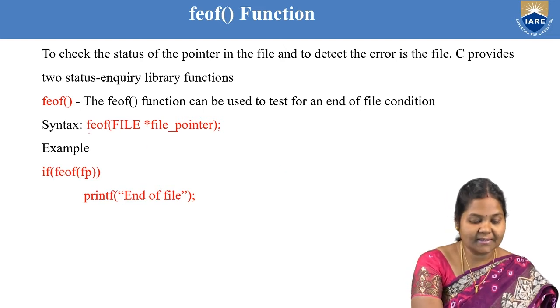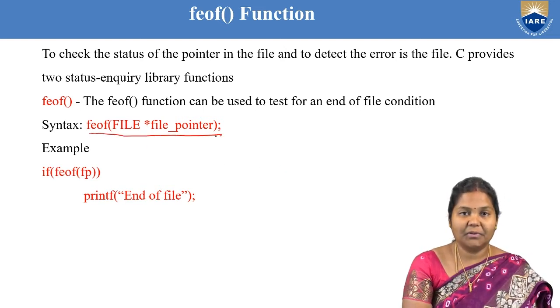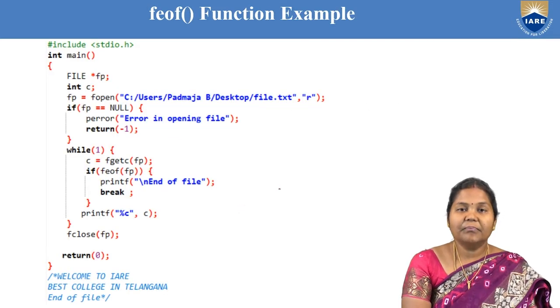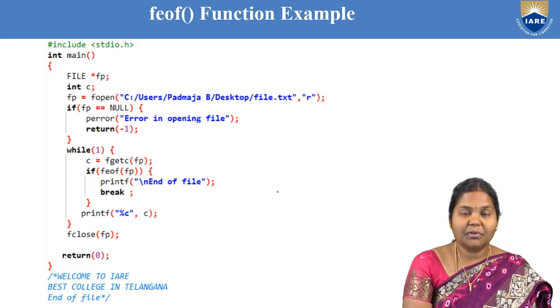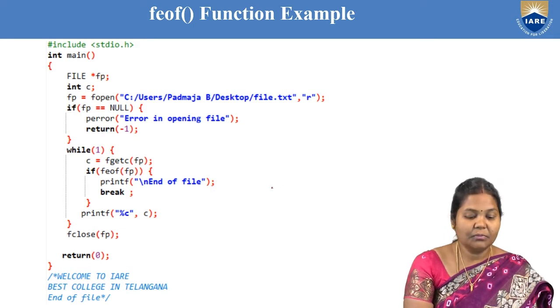Now, what is the syntax? feof, and you provide a file pointer. This function will check whether the file pointer has reached the end of the file or not. When it has reached the end of the file, you should stop working on the file. Let us see one example where we want to read the content of a file and display it on the screen, and whenever we reach the end of the file, our operation should be stopped. So, how to do that?